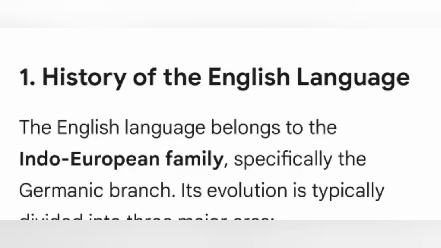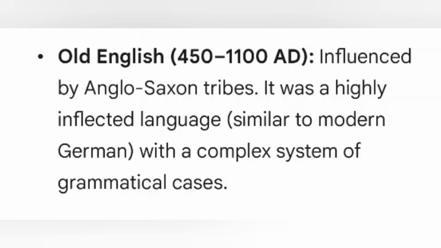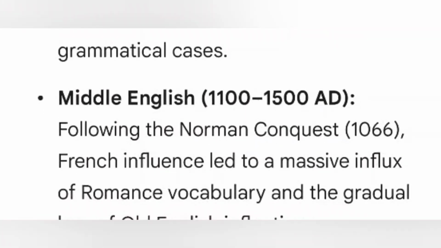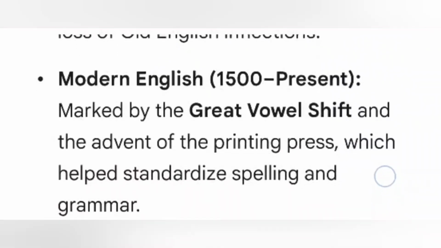Old English, 450 to 1100 AD. Influenced by Anglo-Saxon tribes, it was a highly inflected language similar to modern German with a complex system of grammatical cases. Middle English, 1100 to 1500 AD. Following the Norman conquest in 1066, French influence led to a massive influx of Romance vocabulary and the gradual loss of Old English inflections.